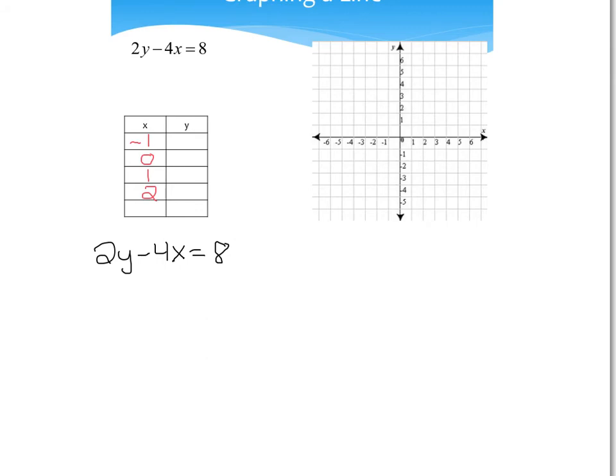Let's make our life a little bit easier and solve this for y, because that's ultimately what we want to do. We want to substitute in a value for x and solve for y. So if we want to get y all by itself, we have a bunch of stuff around y.